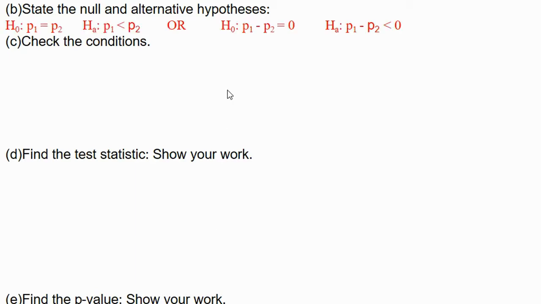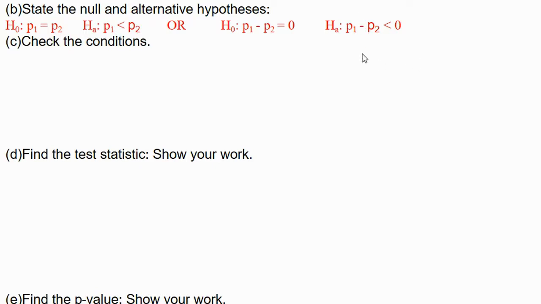Hypotheses. So I went ahead and wrote the null hypothesis is that the true proportions are equal to each other, or that the difference is equal to 0. The alternative, like I told you, I let P1 be Mateo. So Mateo falls less often than Mr. Garcia. So I did P1 is less than P2.